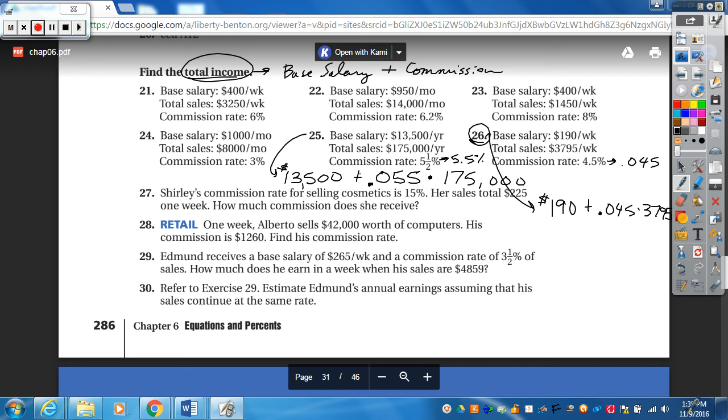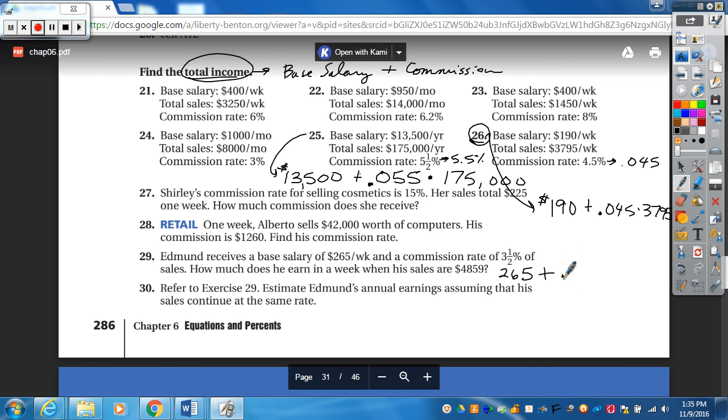Okay. So there's those two, and then we have 29 and 30. It says in number 29, Edmund receives a base salary of $265 per week and a commission rate of 3.5% of sales. How much does he earn in a week when the sales are $4,859? Well, just like the previous two, you're going to take your base salary and add in your commission. So we're going to take the base salary of $265 and we're going to add in 3.5%.